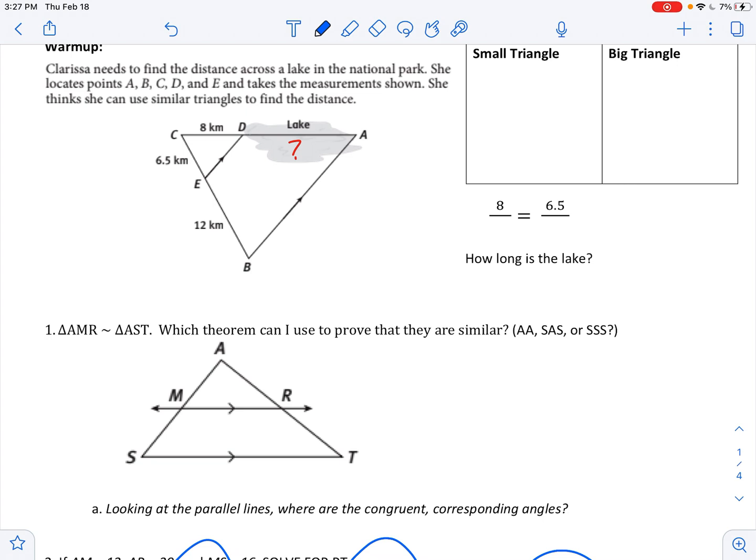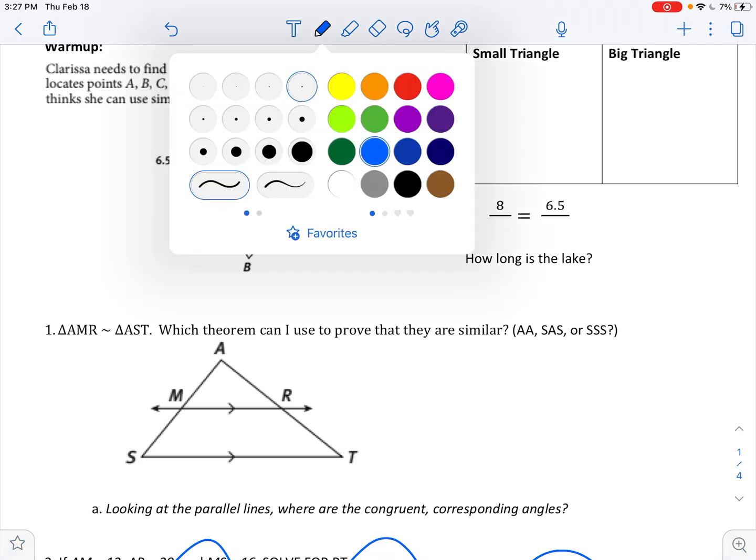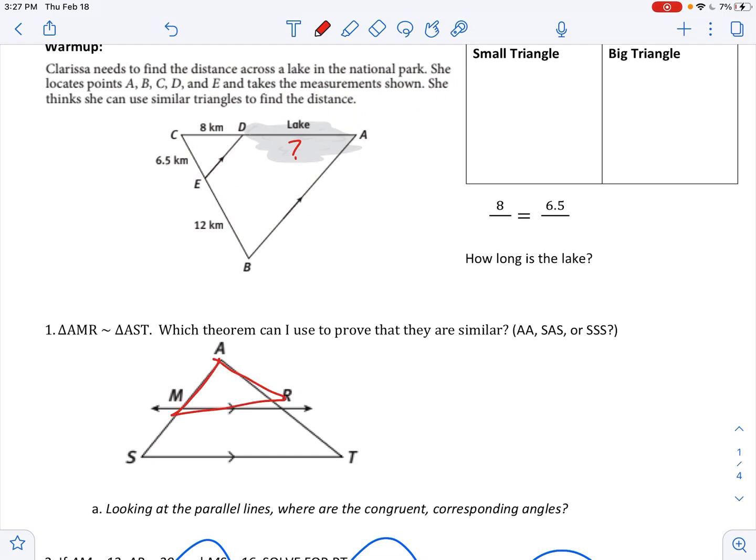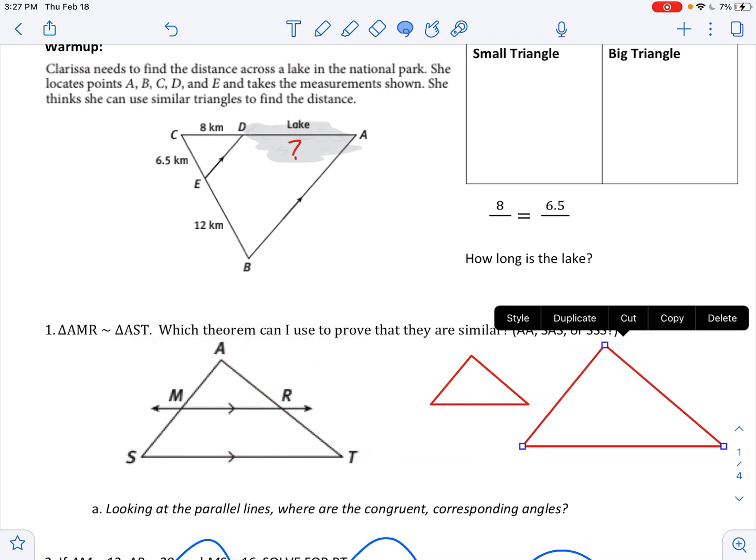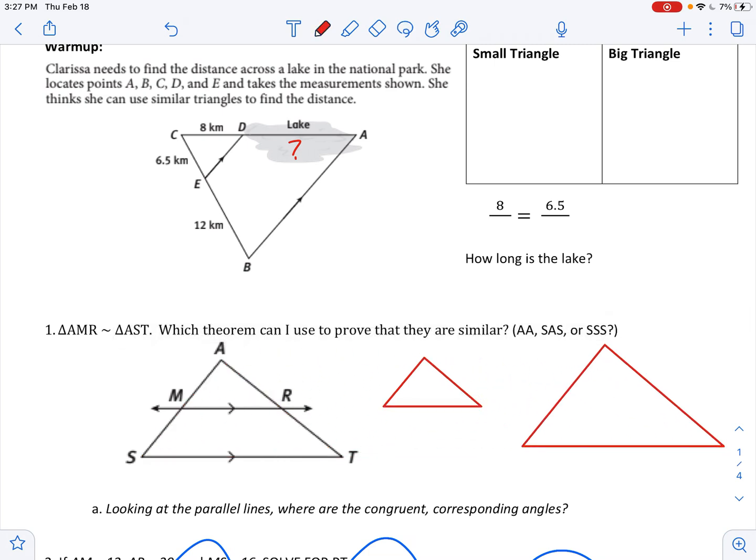So let's look at AMR and AST. So how could I prove that they are similar? Using angle-angle or side-angle-side or side-side-side. So maybe the first thing we should do, and anytime I see triangles like this that are stacked on top of each other, my first instinct is always to just move it out onto the side. So I always want to just move these around, draw another set of triangles, because that seems to be a good starting point.